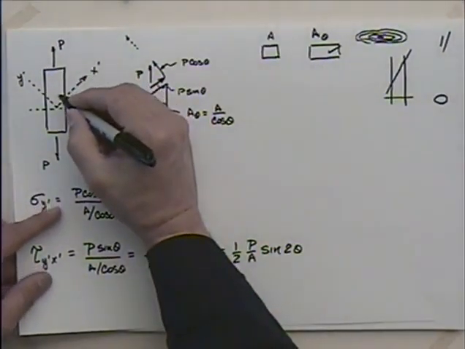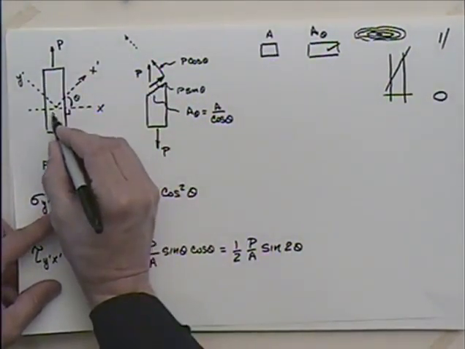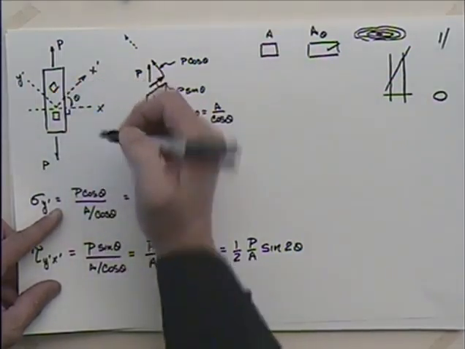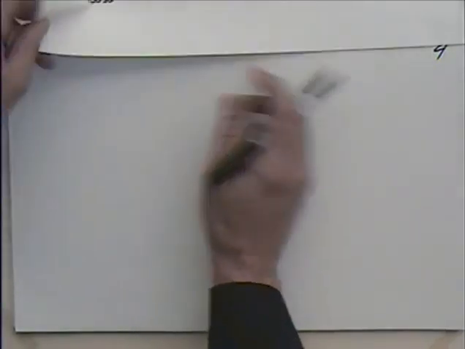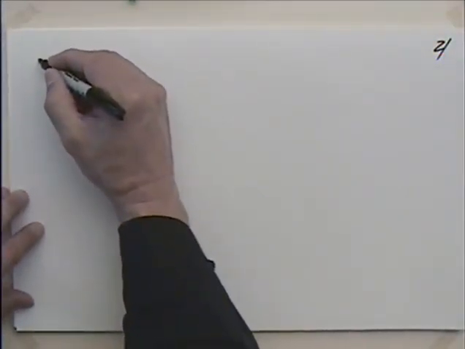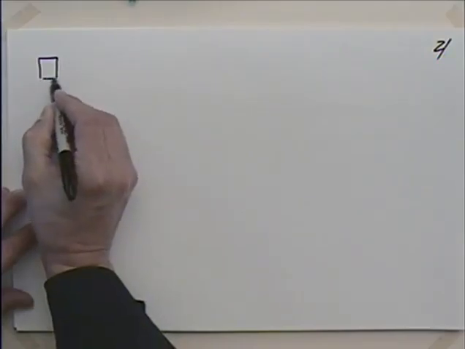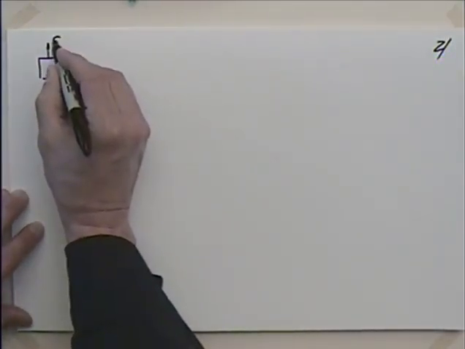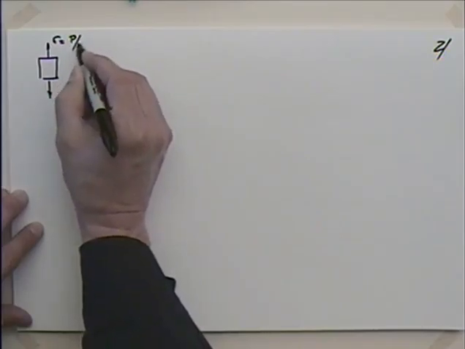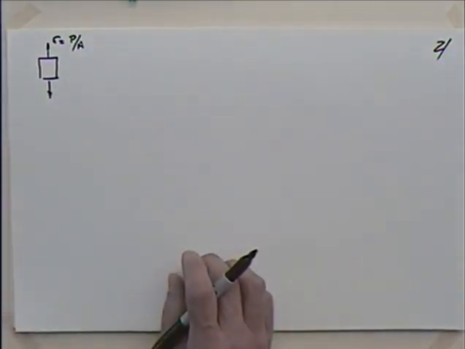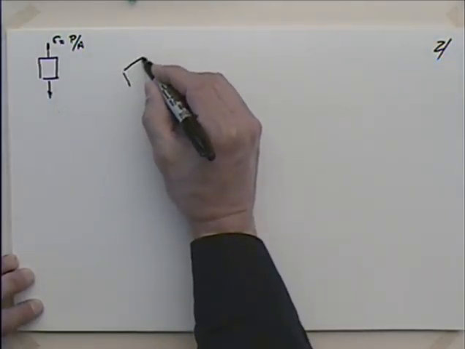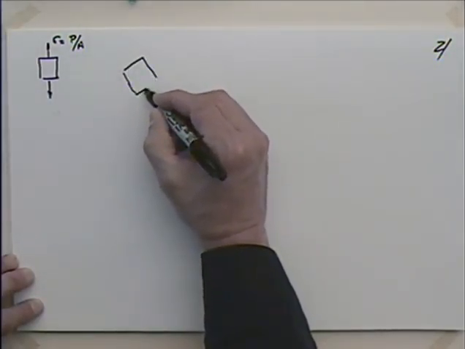So what I'm doing here is I was initially looking at an element that looks like that, and then I've said, well, I'm going to rotate that element. So initially I had an element that looked like this and was probably pretty well behaved, had a normal stress on it. Sigma was equal to the force P divided by the area A. And then I came along and I rotated that, and I said, well, what happens when I rotate this?